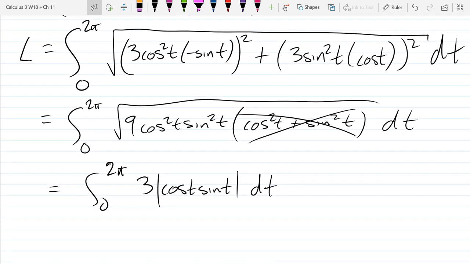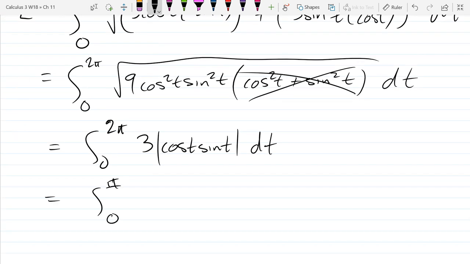How in the world do you deal with absolute values? Goes way back, I think, to Calc 1. I'm not sure we did too many absolute values in Calc 2. Absolute value integrals, or absolute values in general, doing calculus and absolute values. So we're going to split it up using a step function. So absolute value is either cosine times sine or negative cosine times sine, depending on if it was positive or negative. So you deal with this by splitting it up as a step function. And it should split up right at 0, pi over 2, pi, 3 pi over 2, depending on if that product's positive or negative. So here's a great time to use symmetry.